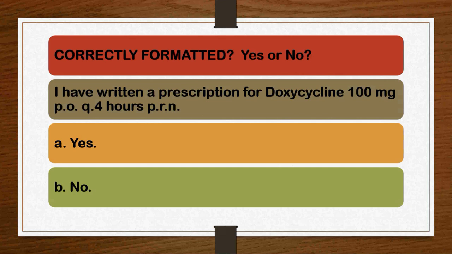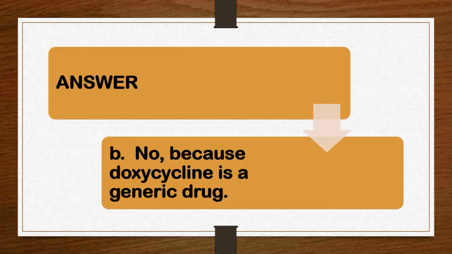Okay, what about this one? I have written a prescription for doxycycline, 100 milligrams, PO, Q4 hours, PRN. Is this correct or incorrect? Or yes or no, is this correct? Okay, I'm seeing some mixed ones. And Lisa is right. It's a generic drug, so it's not formatted correctly. Good job.